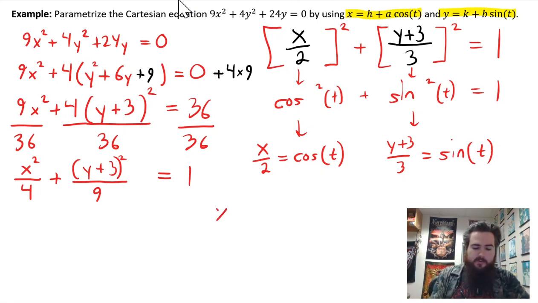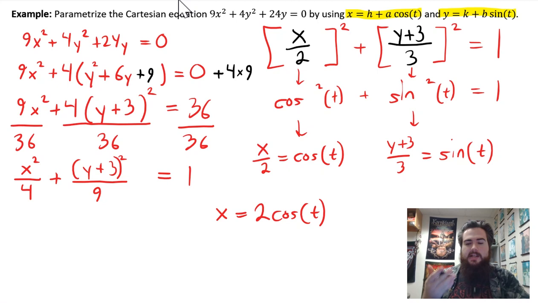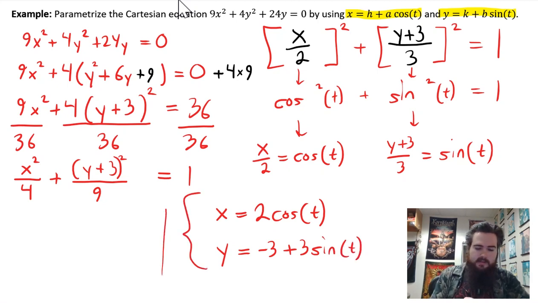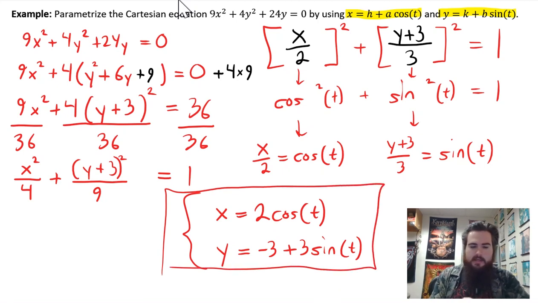If I solve for x in the first equation, I will simply get x equals 2 cosine of t. Or if you want to write that like the method that they ask for, you could say 0 plus 2 cosine of t. And for y, if we multiply by 3 and then subtract 3, that'd be minus 3 plus 3 sine of t. This would be my set of parametric equations that are creating the exact same shape. In this case, this is creating an ellipse.